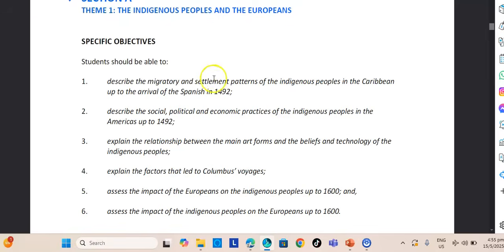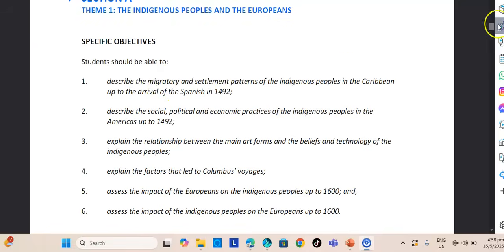Now let's look at their settlement patterns. The indigenous people settled near rivers, coasts, and fertile valleys. They built villages near water sources for fishing and trade. The villages often included a ceremonial plaza for religious rituals and the Bateque ball game. Now, a summary of the migration timeline. The Tainos originated in South America and lived in the Greater Antilles. The Kalinago also originated from South America, but they lived in the Lesser Antilles.